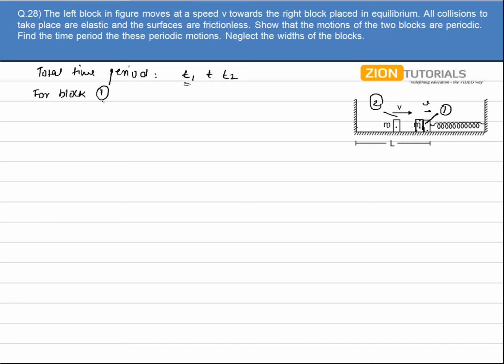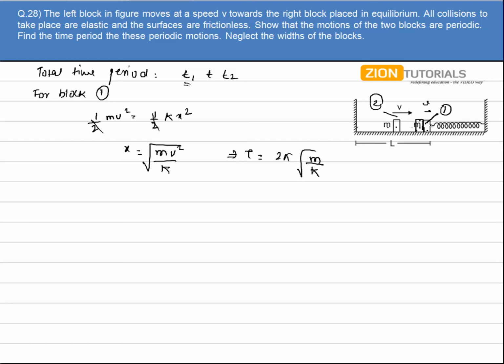Fine. Now what is happening is that block 1 is performing simple harmonic motion, with a kinetic energy of, let's say, half m v squared. It will be completely changed to spring energy, half k x squared. So I can write the compression x equals under root of m v squared by k. Now the time period will be equal to 2 pi under root of m by k. This is the time period for the SHM performed by block 1.